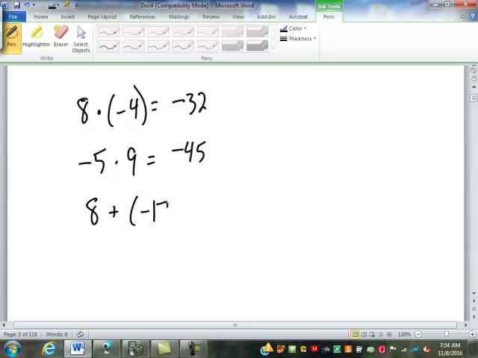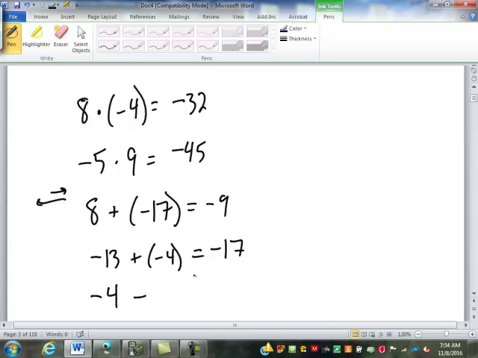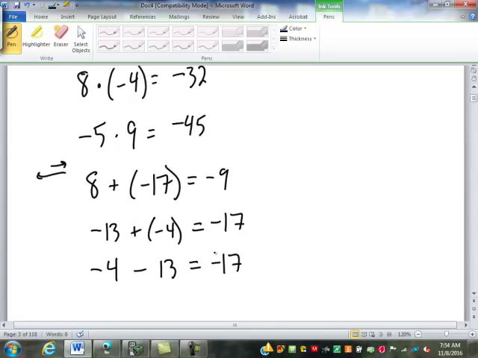8 plus a negative 17. Yeah, positive 8, negative 17 will be a negative 9. Negative 13 plus negative 4. Negative 17. Negative 4 minus 13. Negative 17. Good. Remember, you think of that one as being negative 4 plus a negative 13.